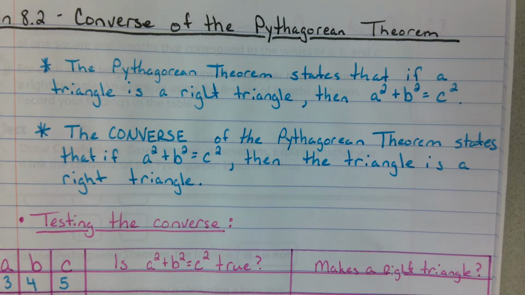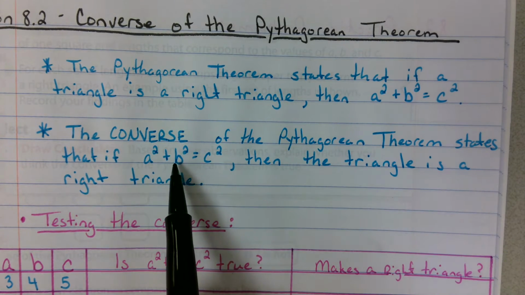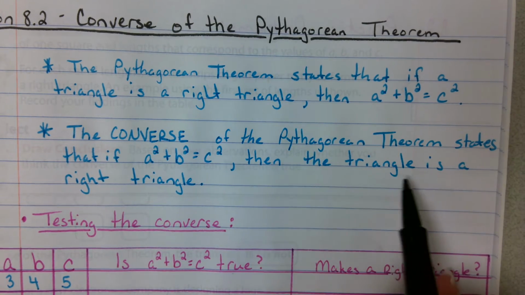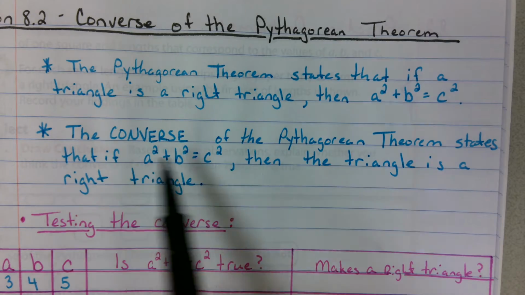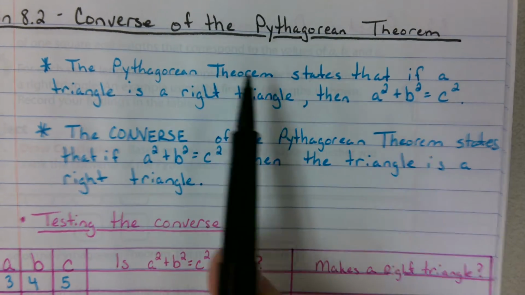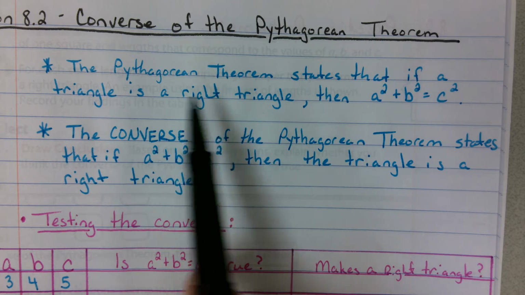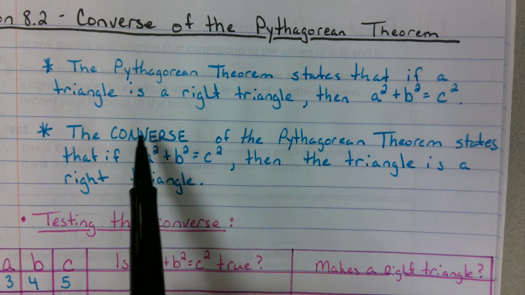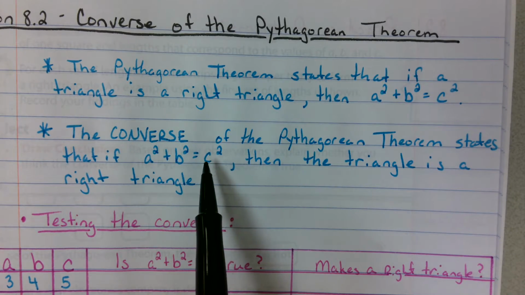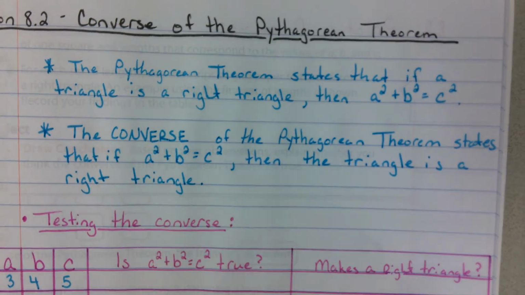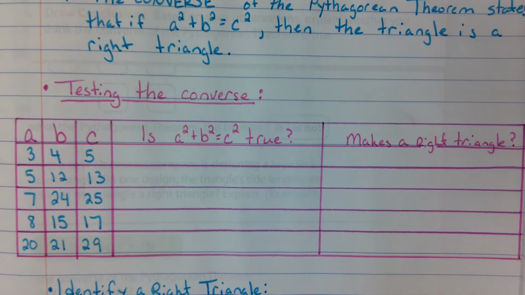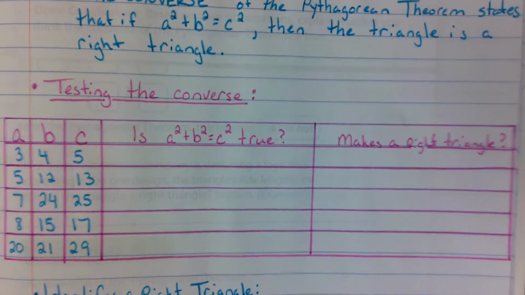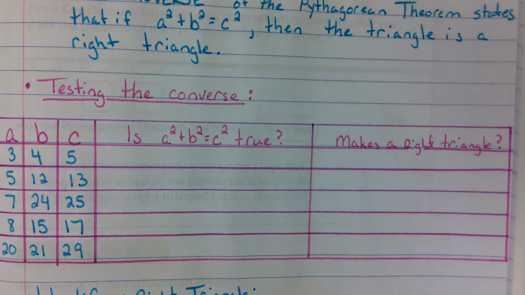The converse of the Pythagorean theorem states that if a squared plus b squared equals c squared, then the triangle is a right triangle. So all we've done here is flip it. If it's a right triangle, then that's true. Our converse states that if a squared plus b squared equals c squared, then our triangle is a right triangle. So to test the converse, we're going to see if a squared plus b squared equals c squared, and then we'll know if it makes a right triangle.